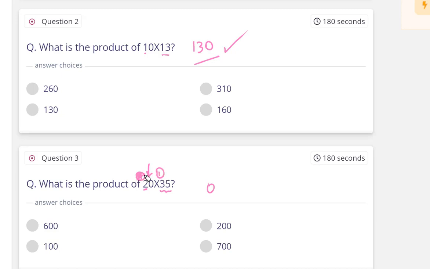Oh, sorry, the 1 is here, not here. 2 times 3 equals 6, plus 1 is 7. And now, how many zeros do we need? 2. Why 2? Because we have one zero in each number, so we need an extra 0. I will add an extra 0, and now it's 700. So the correct answer is 700. Thank you, my hero.